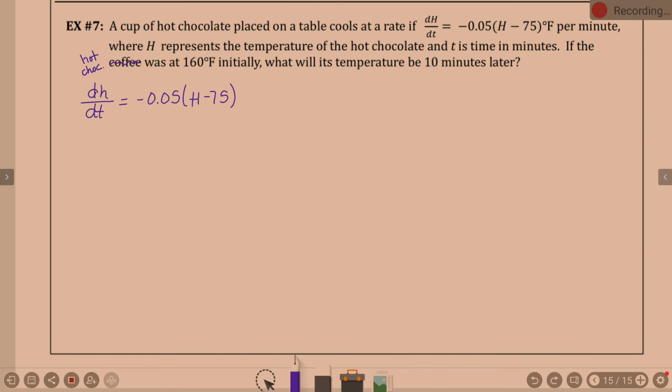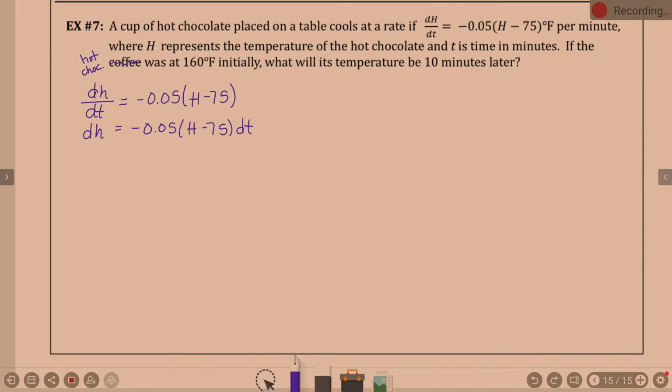Multiply the dt over, because our job is to try and separate the variables, yes? You want me to take 2 steps or do it all at once? Okay. So if I multiply the dt over, we're going to have dh equals negative 5/100 times h minus 75 times dt.